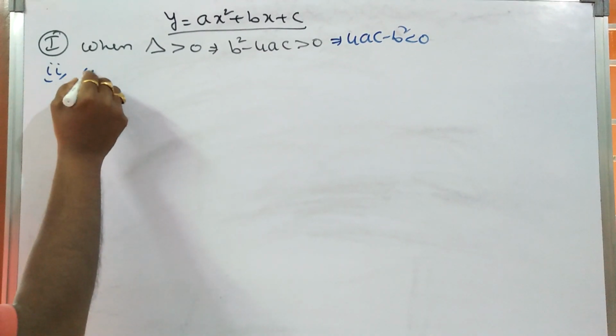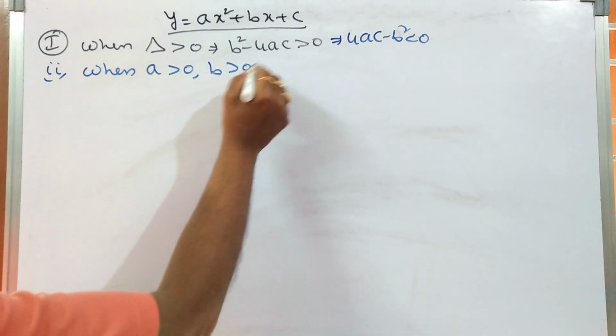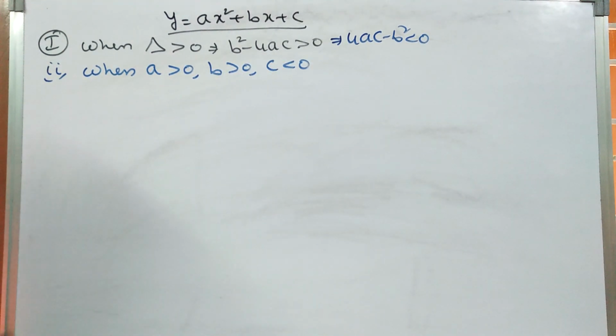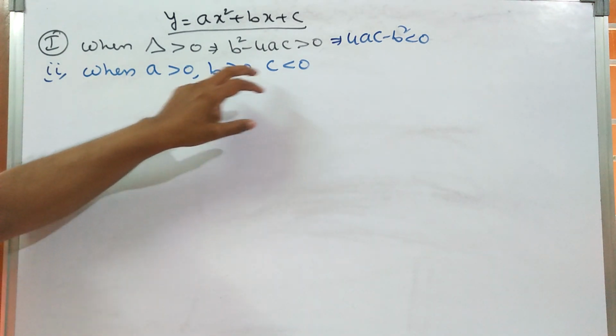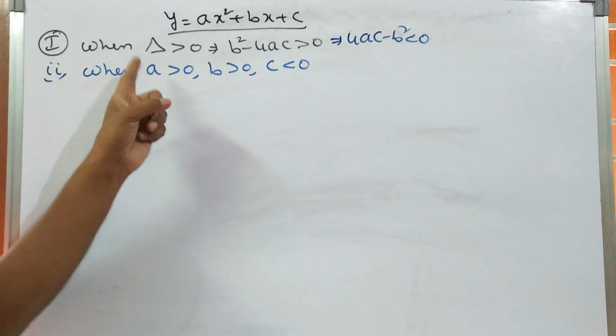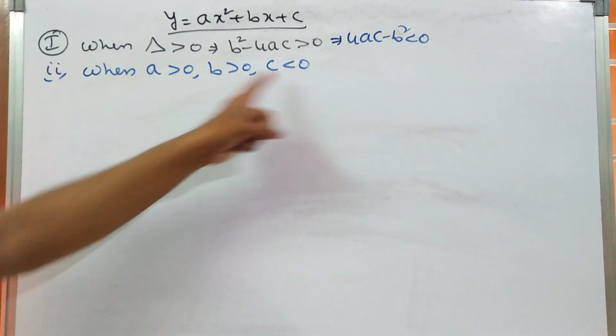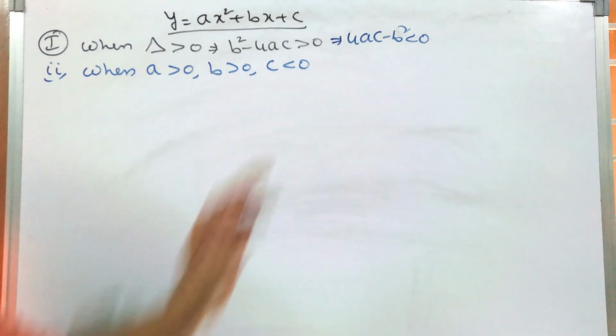Number 2, second case, when a greater than 0, b greater than 0, c less than 0. Let us see how the graph looks in this case. Why? Because sometimes they will give the graph and ask for the coefficients, such as a greater than 0, b less than 0, c less than 0.